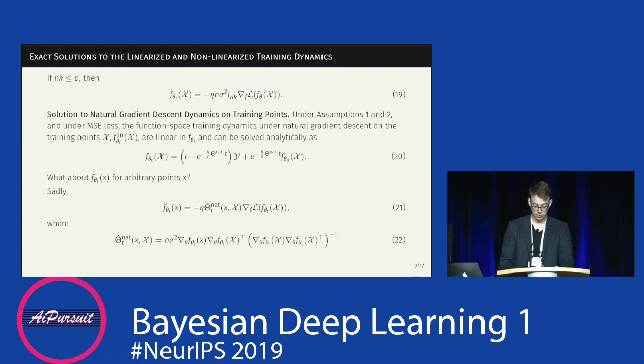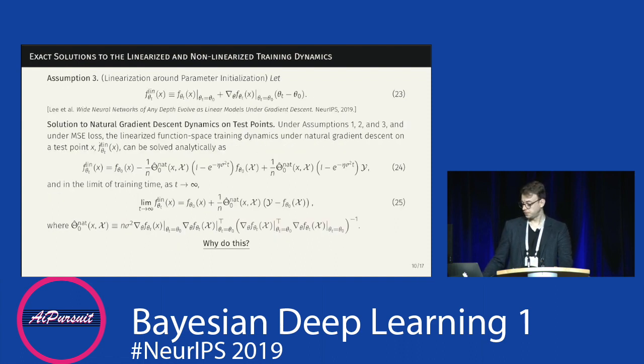Revisiting the function space dynamics on the training points, we then see that the differential equation at the top has simplified significantly and becomes linear under MSE loss, which allows us to solve the train dynamics analytically, as we can see in equation 20. However, this is not really what we want, since we're interested in predictions on arbitrary test points, not just on training points, which we required in the previous derivation. If we wish to make predictions on an arbitrary test point, see now equations 21 and 22, the dynamics become intractable again, because we do not get the same cancellation.